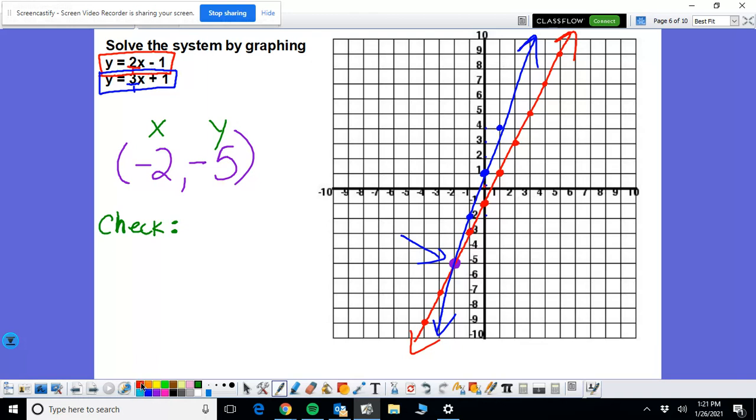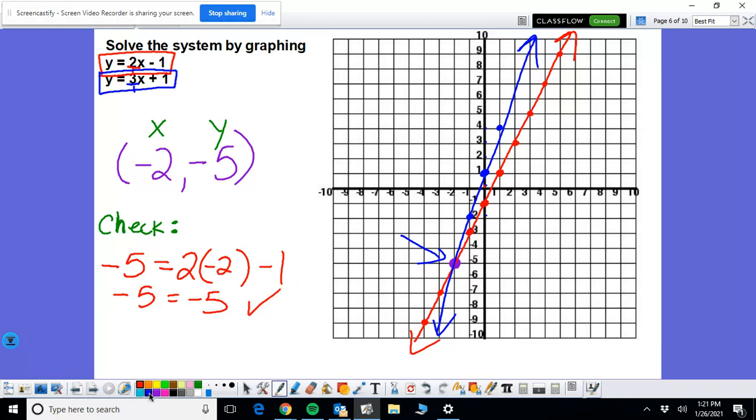So I'm going to go into my red equation here. I've got Y, but I'm going to replace the Y with -5. -5 equals 2, and I have an X here, but I'm going to replace it with -2. And -1, I can't forget. So here's the question. Is this side equal to -5? And yes, it does. I just did it in my head. -4 minus 1 is -5. So -5 equals -5. Check. It checks out. The red one checks out.